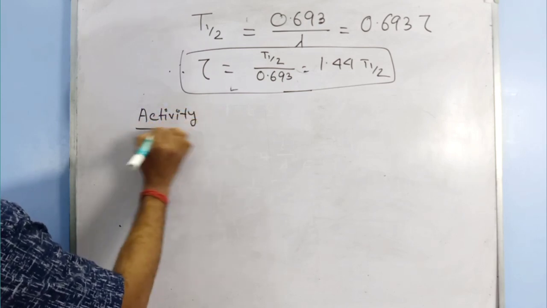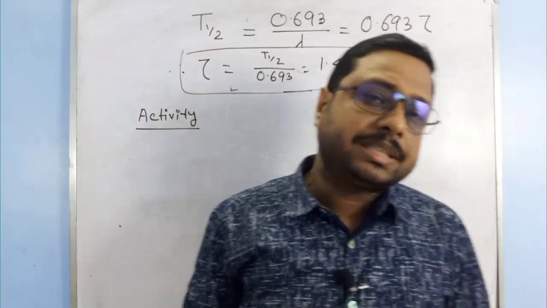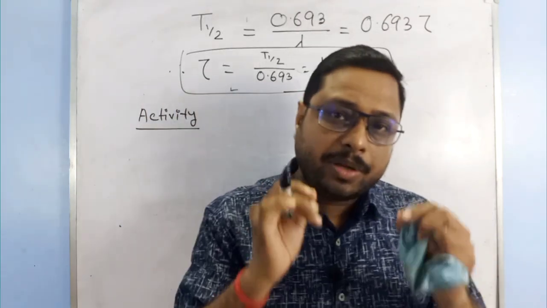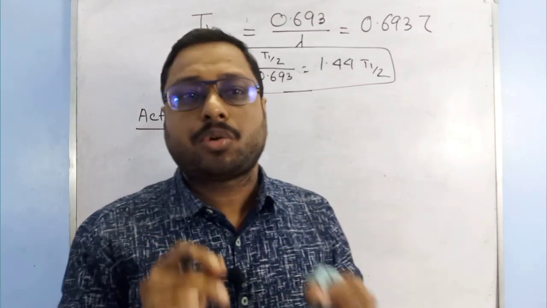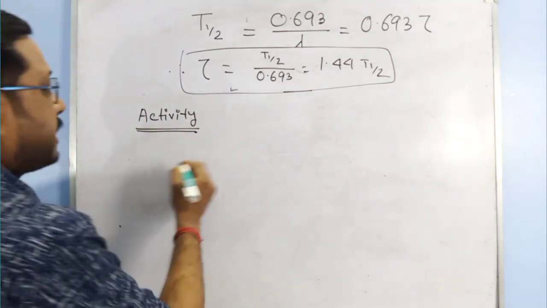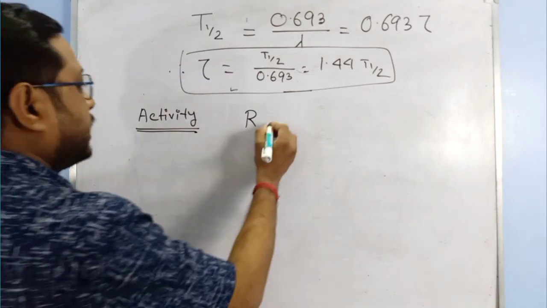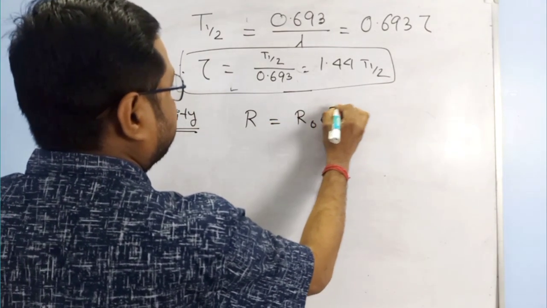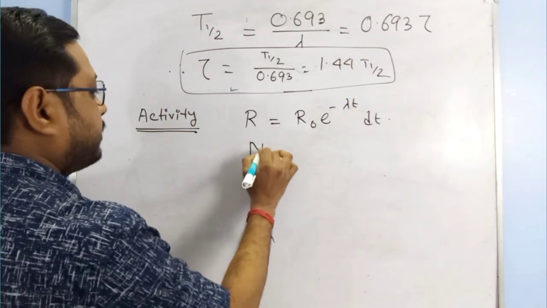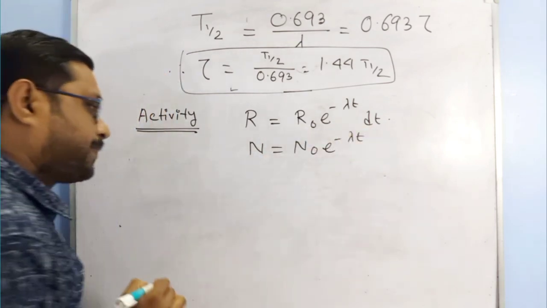What is called activity? Activity is the decay or disintegration per second. The number of radioactive nuclei that disintegrate or decay per second is called activity. So we can get that R, the rate of radioactive decay, is equal to R0 e to the power minus lambda t. Because from radioactive decay we can get N equal to N0 e to the power minus lambda t.